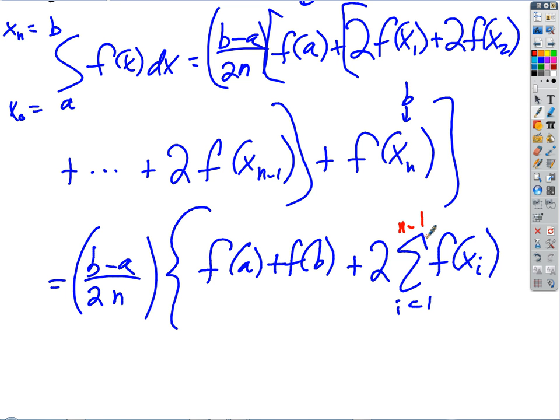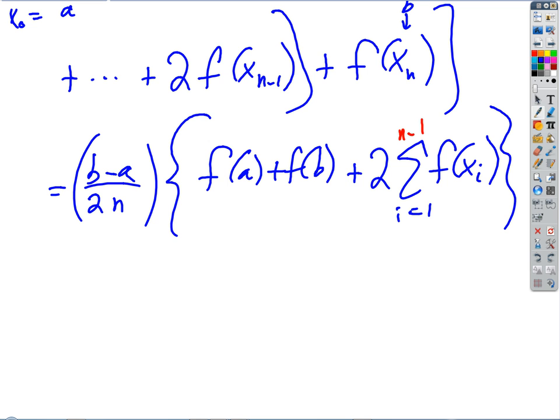Right, not to n minus 1. Does that make sense? Right? Because we're only attaching that 2 to all the terms except the first and the last. Now, remind me, and this hasn't changed, what is x sub i? X sub i, that's the same as it always has been when we talked about rectangles. X sub i is just the x value at the end of the ith step.